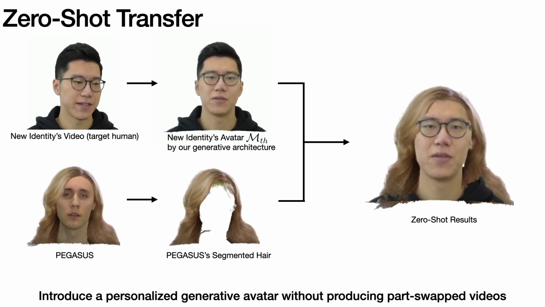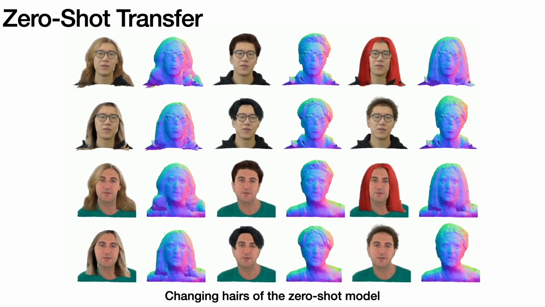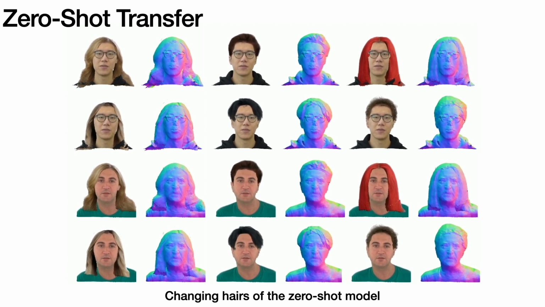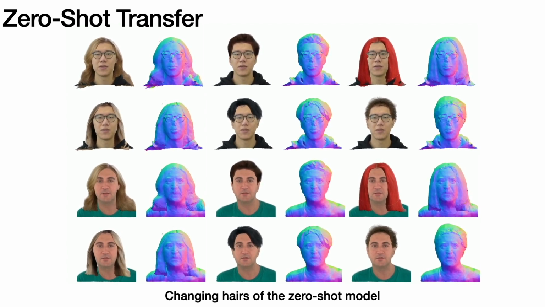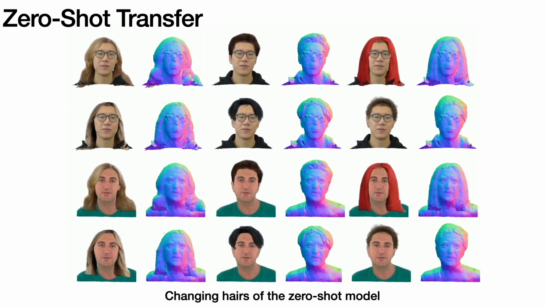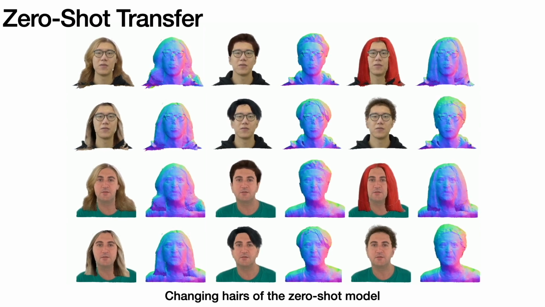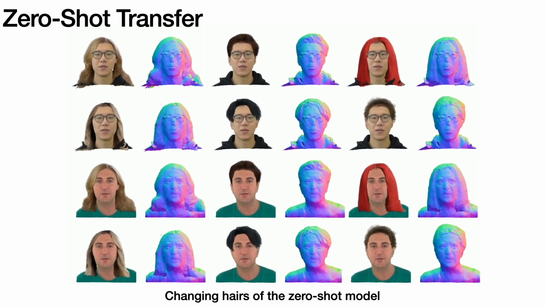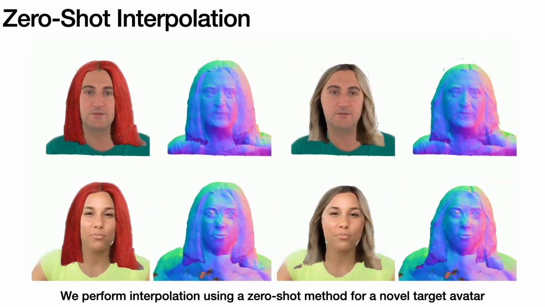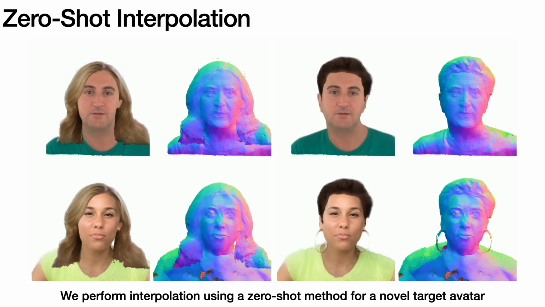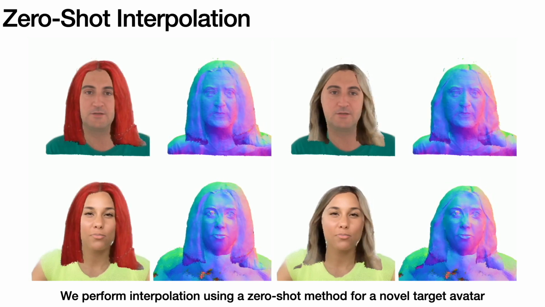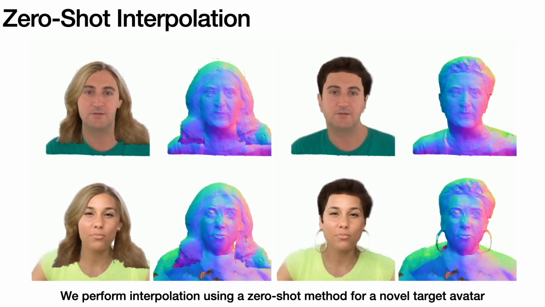zero-shot transfer. We show the rendered image sequences of an avatar created by naturally synthesizing a novel target human with a hair from the pre-trained PEGASUS through zero-shot transfer. We perform interpolation on hair using a zero-shot approach through the latent code interpolation of PEGASUS.